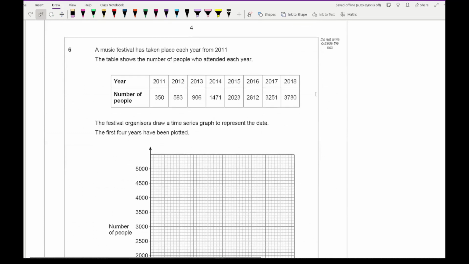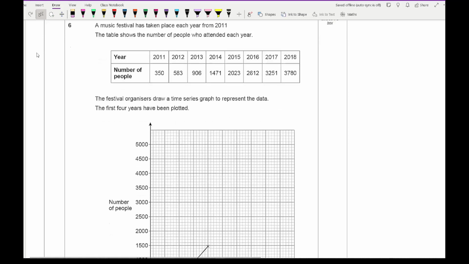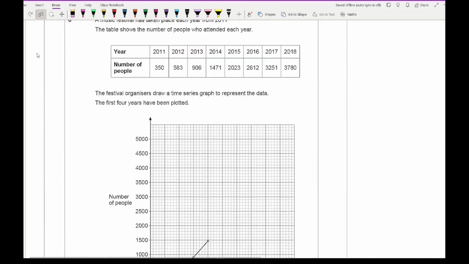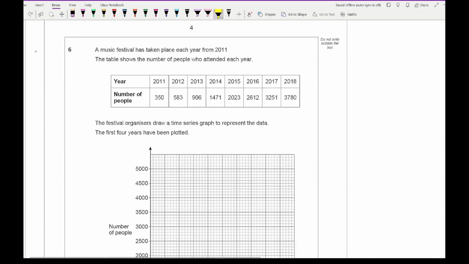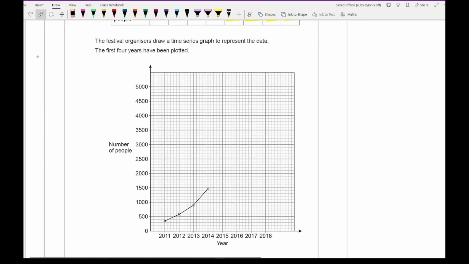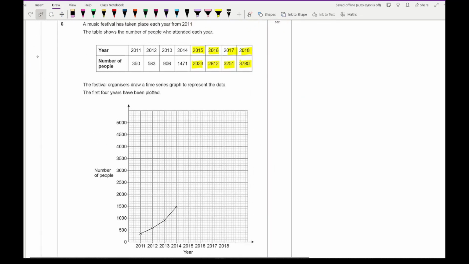Then for question 6, it says a music festival has taken place in each year from 2011. The table shows the number of people who attended each year. The festival organisers draw a time series graph to represent the data. The first 4 are done for you, and I'm guessing that we then need to graph the rest. So they've done 4, so what we need to do is plot these, and we'll try and do it to the best of our ability. So what we're going to do is just zoom out so we can see both things.